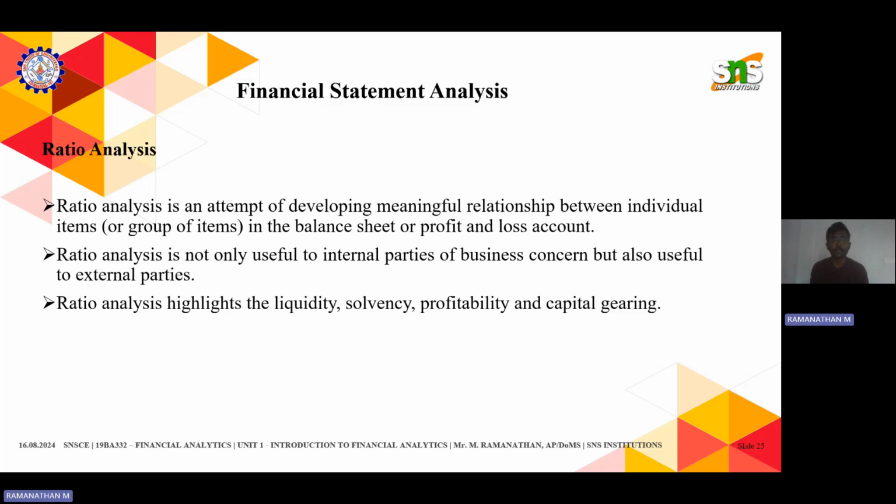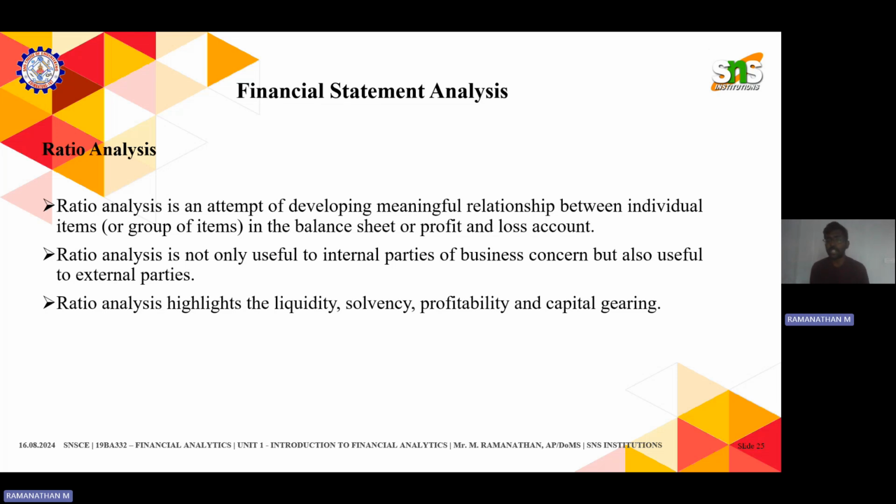Ratio analysis is an attempt at developing a meaningful relationship between individual items or a group of items in a balance sheet or profit and loss account. It is useful not only for internal parties of the business concern, but also for external parties. Ratio analysis highlights liquidity, solvency, profitability, and capital gearing. It is a kind of percentage, or a kind of ratio itself, where we can set certain benchmarks.